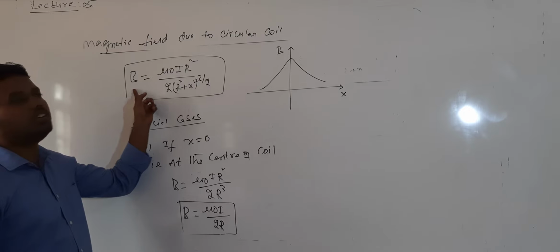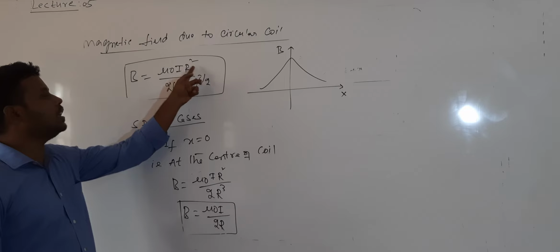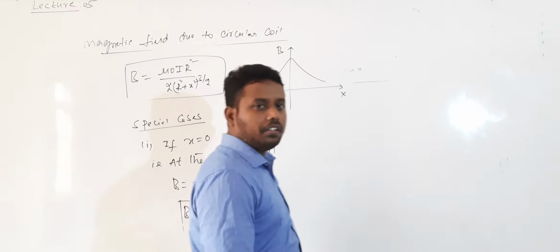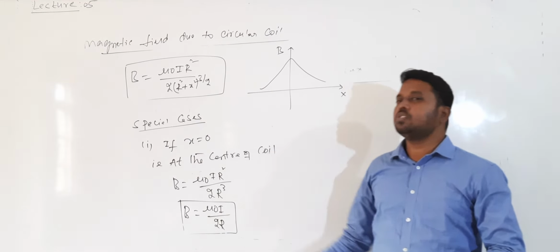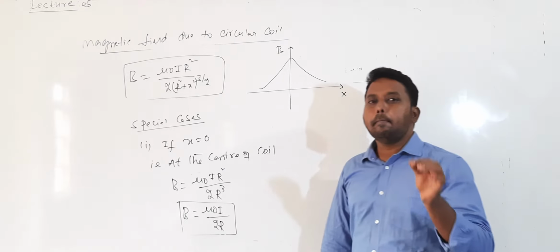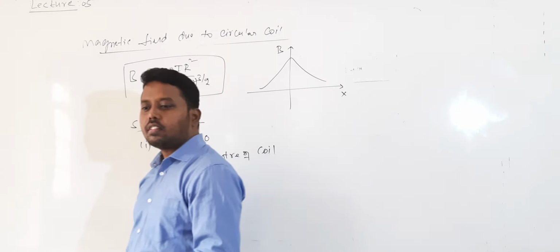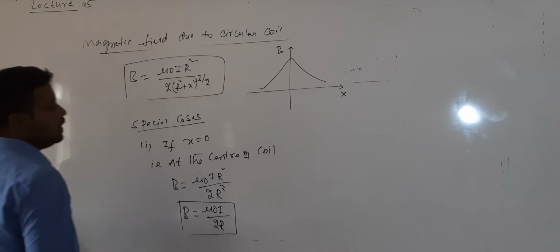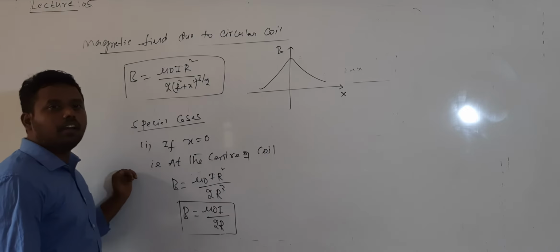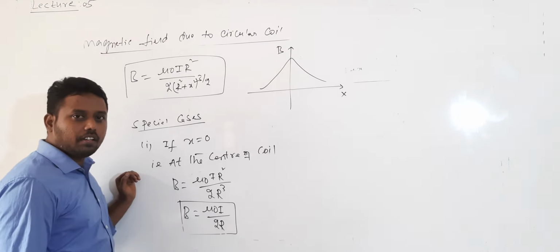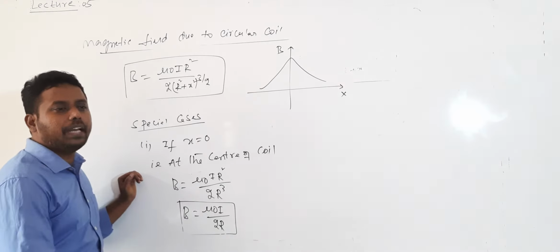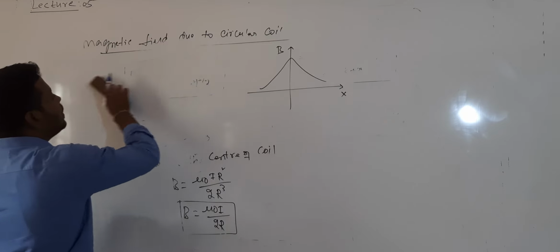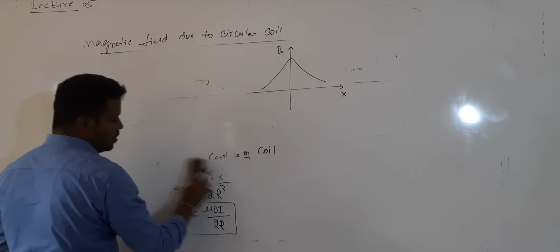B is equal to mu naught I r square divided by 2 into (r square plus x square) whole power 3 by 2. We derived this using the Biot-Savart law. After the Biot-Savart law, the next law is Ampere's circuital law. Let me complete these 2 points, which are very important 3 mark questions.